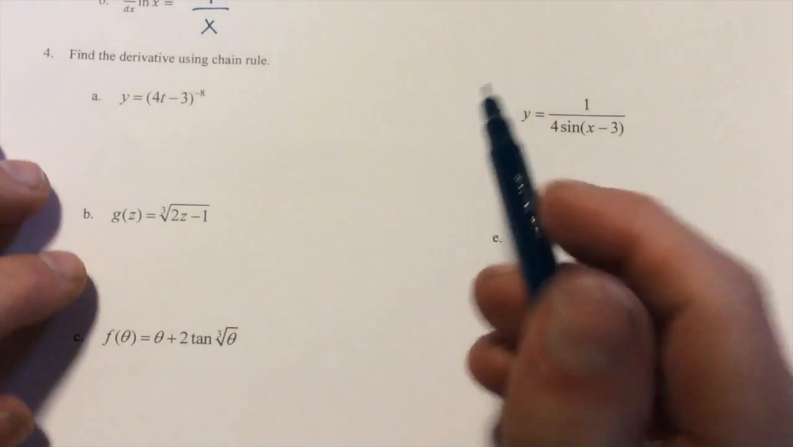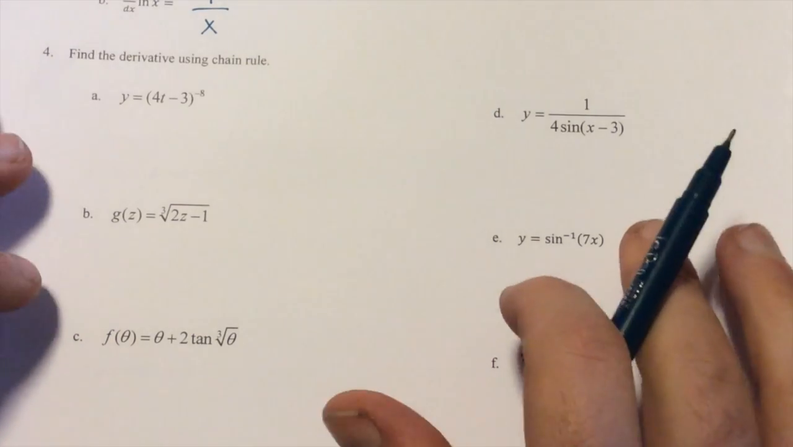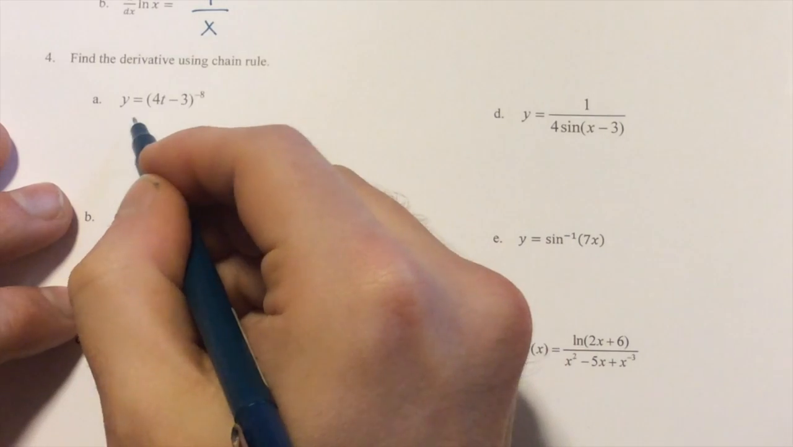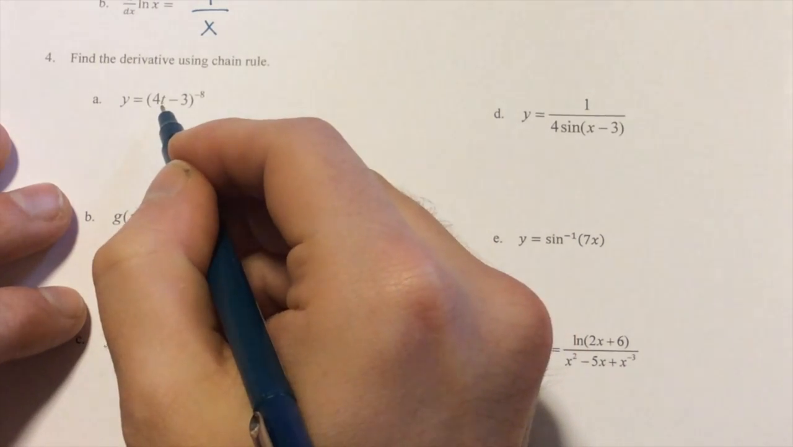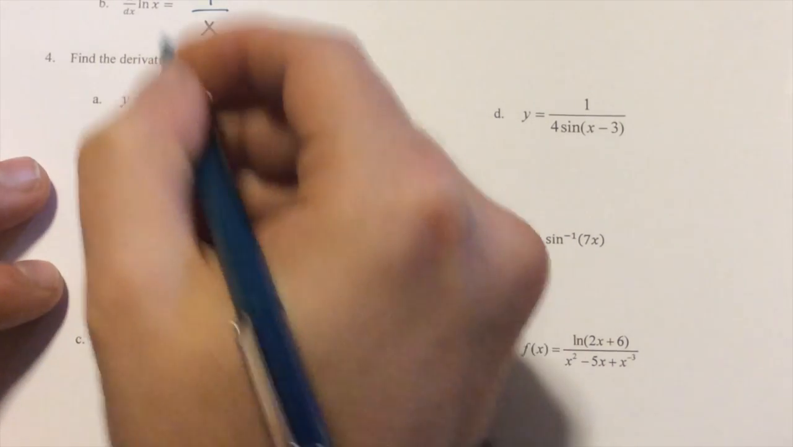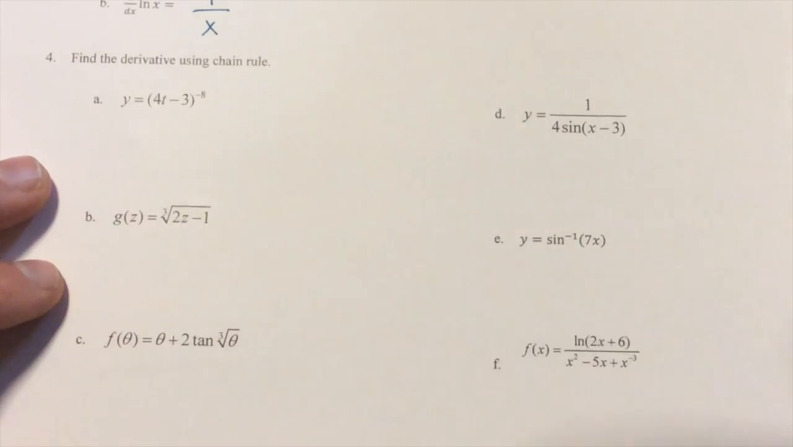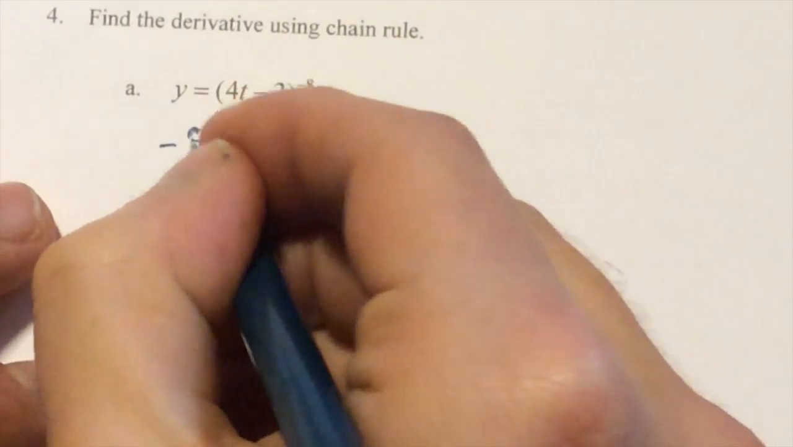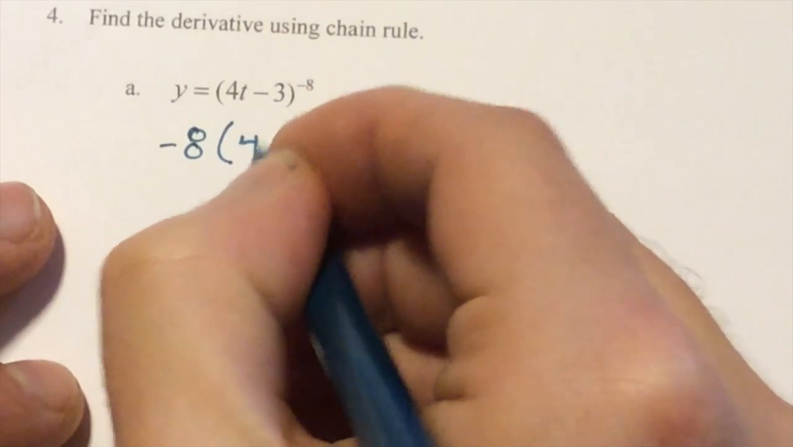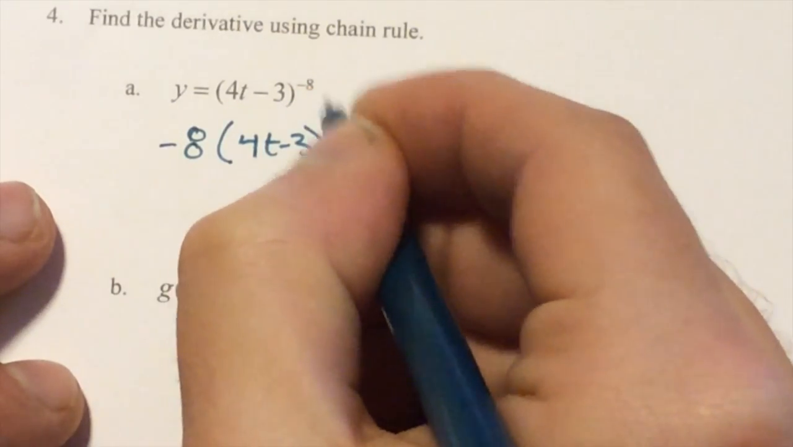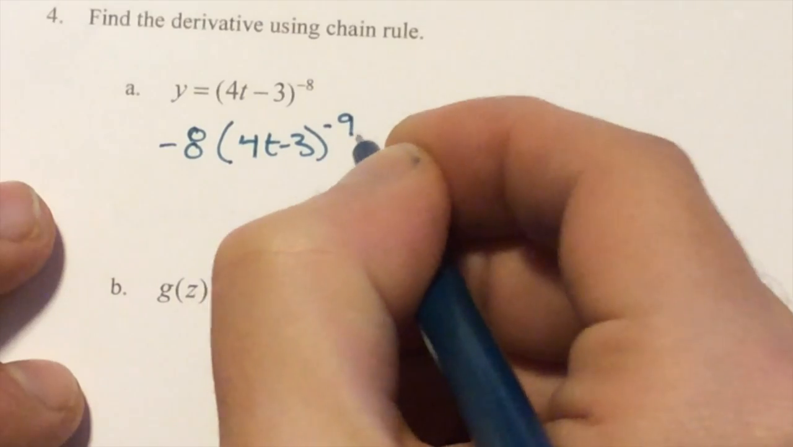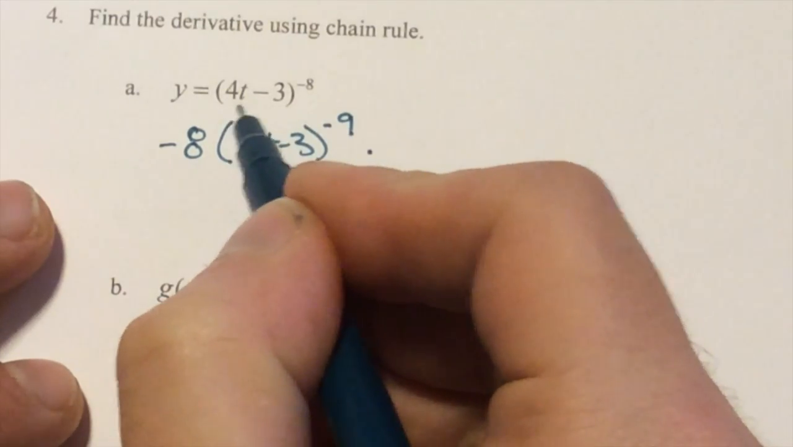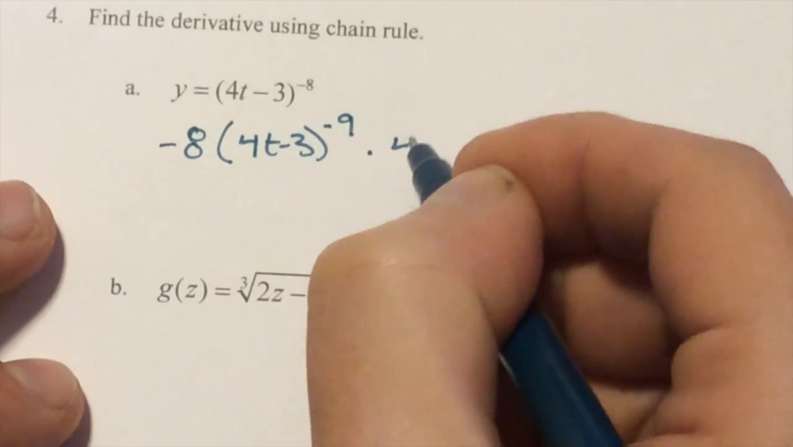Looking at problem 4, we've got 6 different derivatives, each using the chain rule. So let's just get to work. First one, I have 4t minus 3 to the negative 8th power. So treat this as something to the negative 8th power. That's negative 8 times whatever's on the inside, drop it down 1, so to the negative 9th, times the derivative of what's on the inside. So 4t minus 3, the derivative is 4.